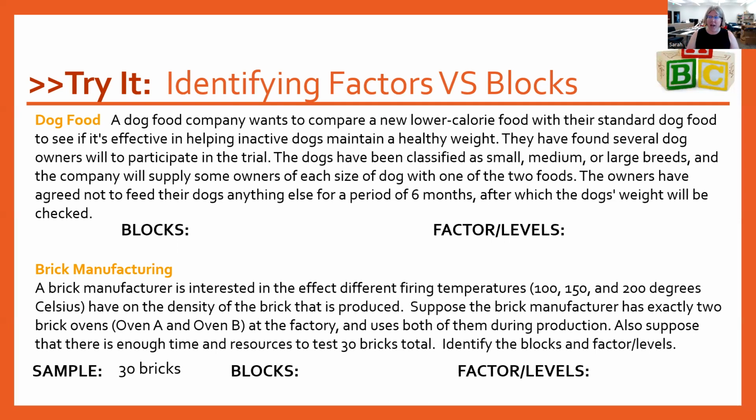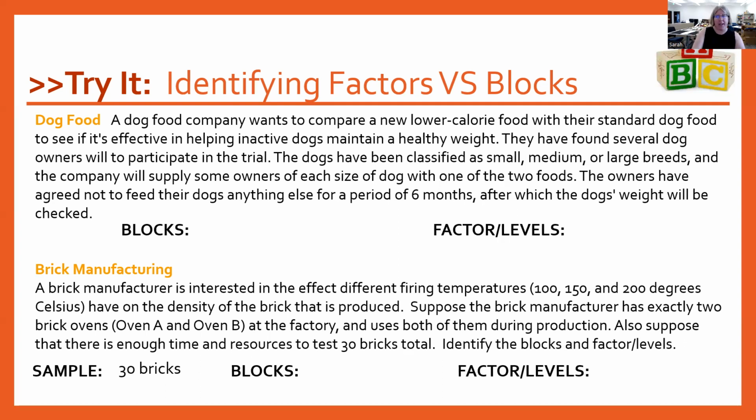Okay, so the things we have going on in this example, I have the small, medium, and large breed dogs, and I have this low calorie food and this standard dog food. So one way of thinking about which is the block and which is the factor is what's the thing I'm manipulating? Okay, that's going to be our factor and level, and I'm manipulating whether the dogs are getting the low calorie food or the standard food. So my factor and levels is going to be the food. And then my blocks are going to be the small, medium, and large.